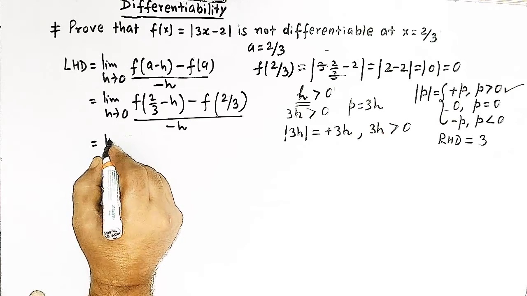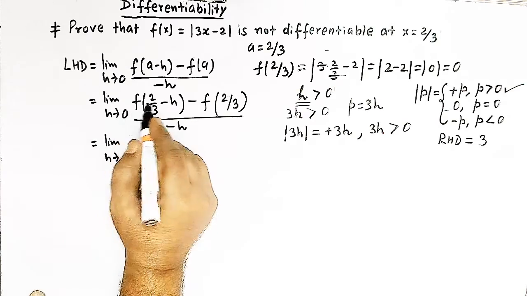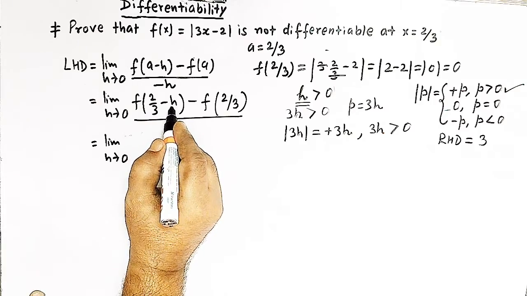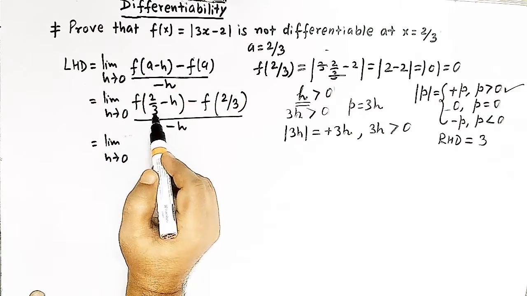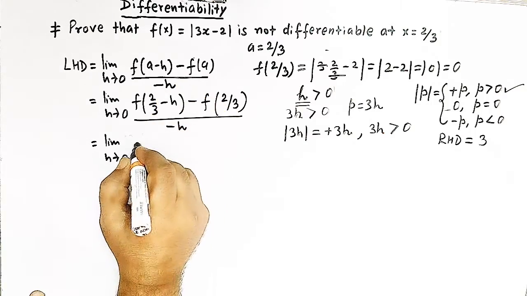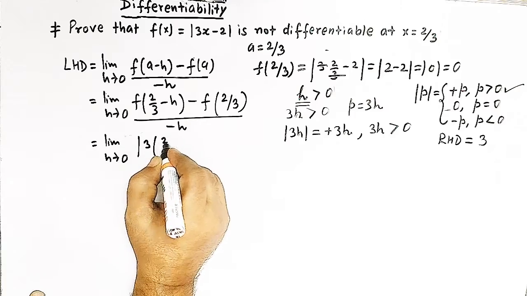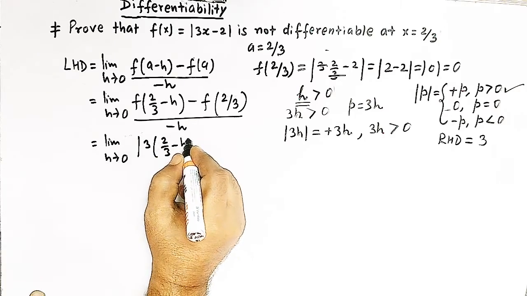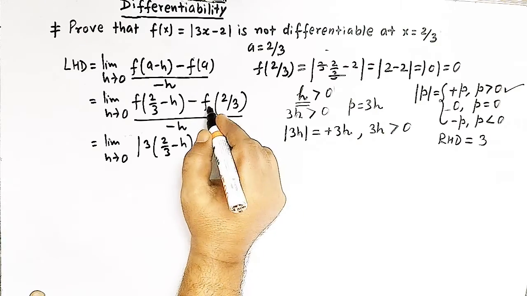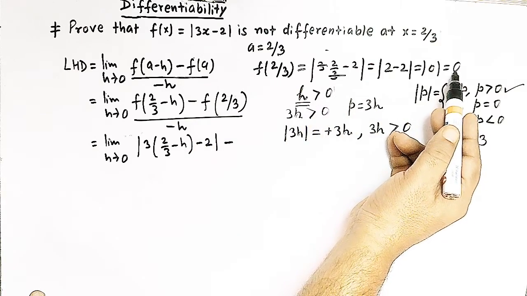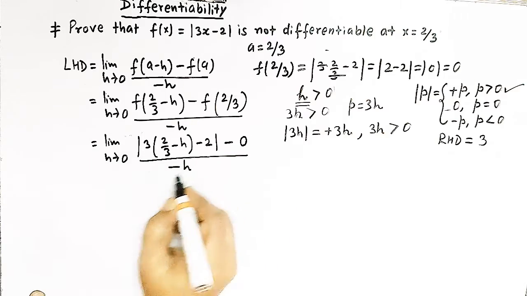So now we have limit h tends to 0, and f of 2 over 3 minus h can be obtained by replacing x by 2 over 3 minus h. So we have mod of 3 times 2 over 3 minus h, and here we have minus 2, and f of 2 over 3 is equal to 0, and here we have minus h.